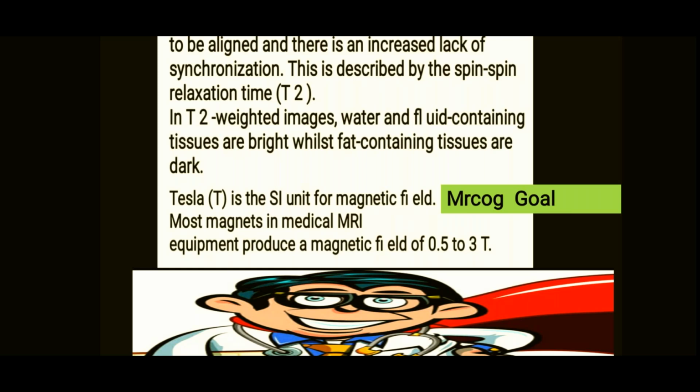The Tesla is a unit for magnetic field, that is the SI unit. Most magnets in medical MRI equipment produce a magnetic field of 0.5 to 3 Tesla. So remember, these are the questions that are generally asked.